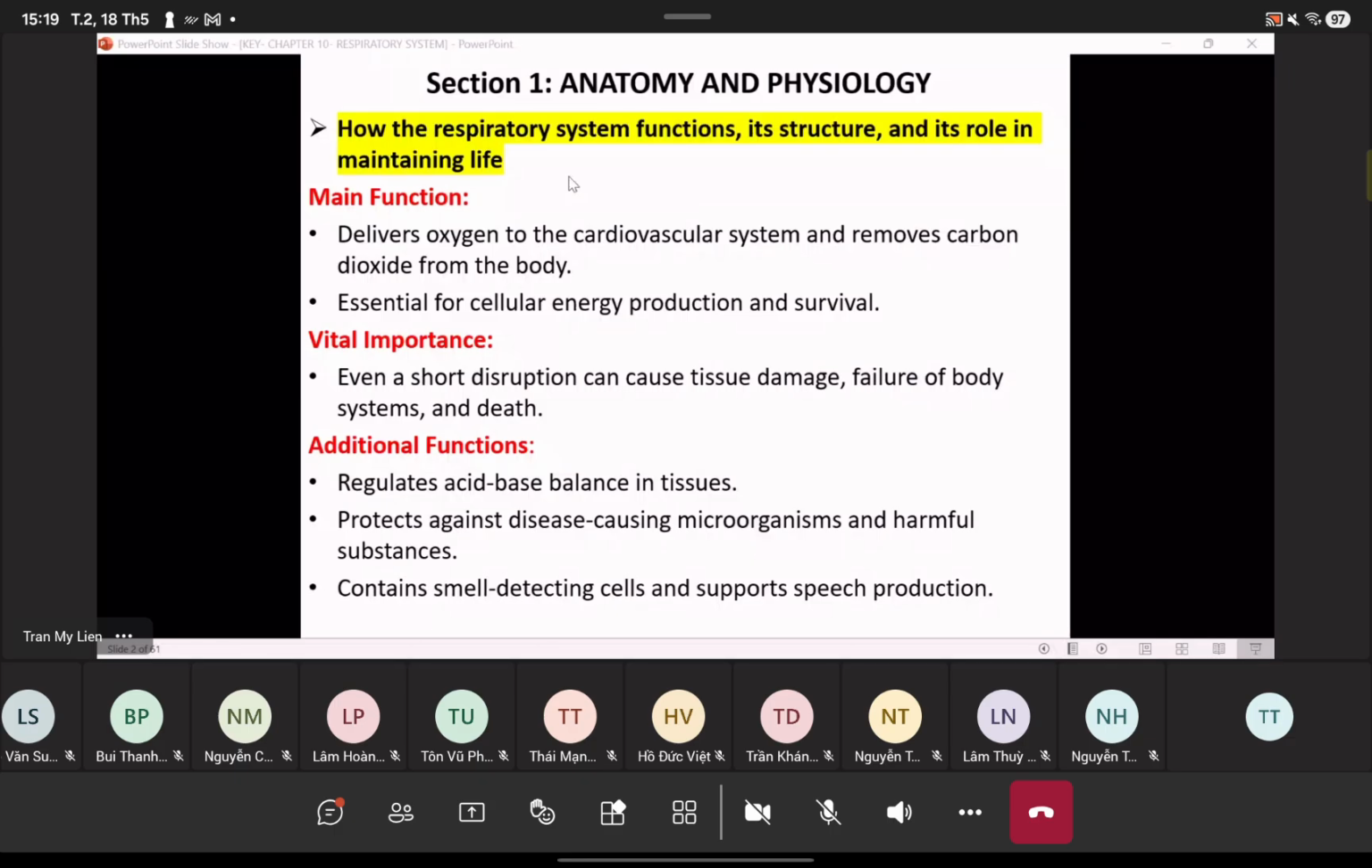How the respiratory system functions, its structure, and its role in maintaining life.